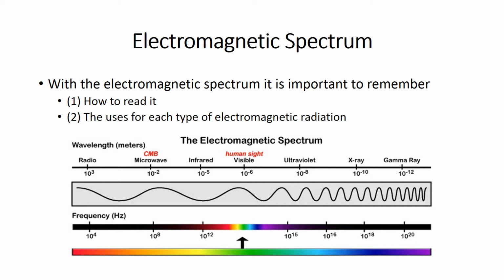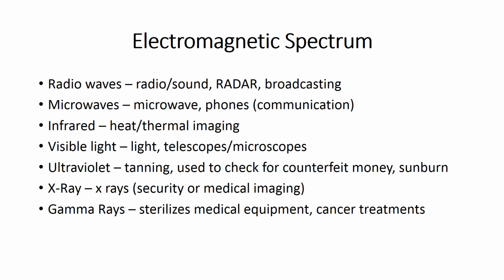The second thing that you have to remember of the electromagnetic spectrum is the uses for each type of electromagnetic radiation. We'll go over those next. So the different forms of electromagnetic radiation all have many different uses. Radio waves, as you might notice, have to do with radios. They also have to do with radars, satellites, and broadcasting, so they are largely used for transmitting messages. Microwaves are found in your regular microwaves. They're used to heat food. They're also used in your phones for communication.